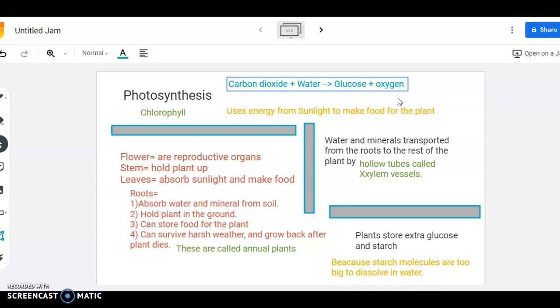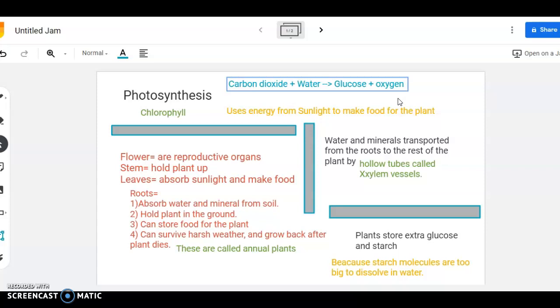Roots have 4 functions: to absorb water and minerals from the soil, and hold the plant into the ground. They can also store food for the plant, and if there is harsh weather and the plant dies, the roots will survive and grow back. These are called annual plants.